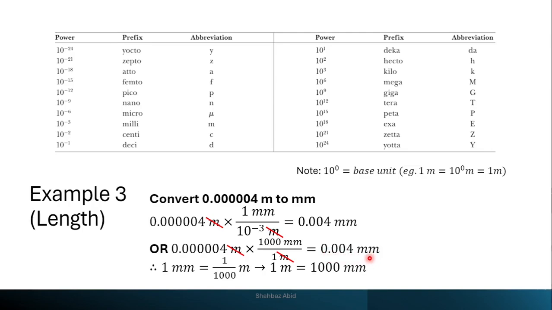So this is the example related to length, and again we just have to make sure we use a conversion factor to cancel out the given units.